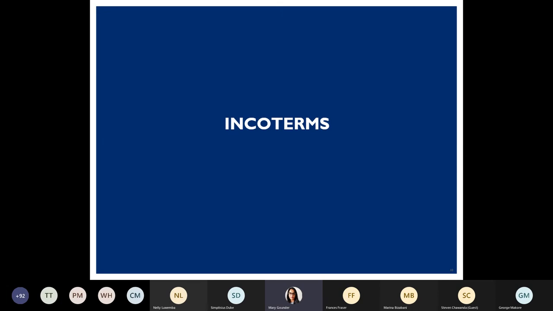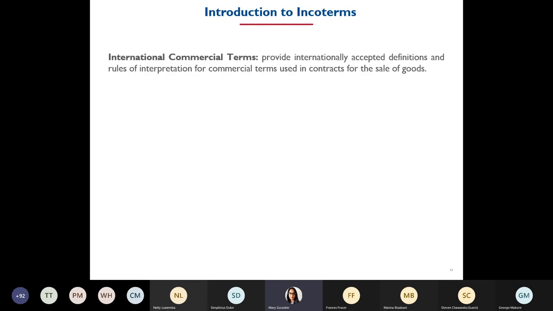Okay, moving on to Incoterms. Now, Incoterms are your international commercial trade terms. So they provide internationally accepted definitions and rules of interpretation for commercial terms used in contracts for the sale of goods.